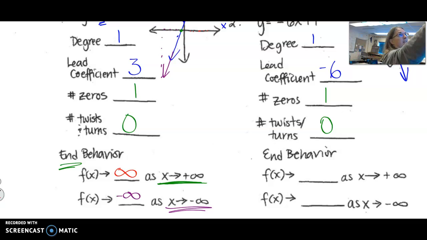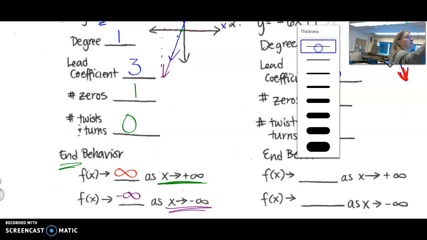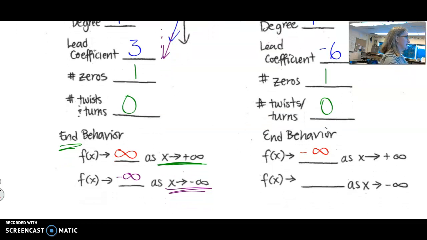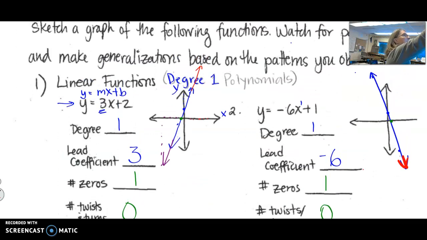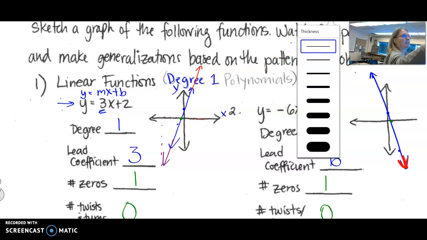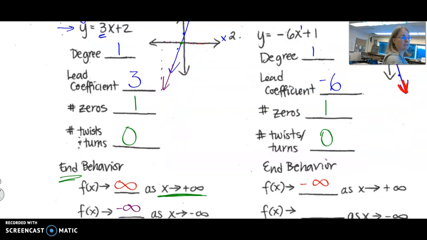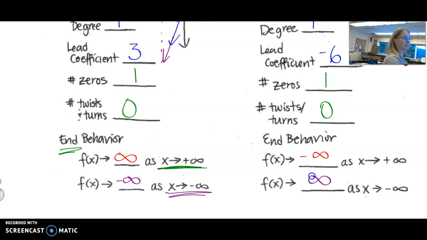And as you notice, as you get bigger values of x, this is going down farther and farther towards negative infinity. So that flip-flopped this time. So think about why you think it might have flipped. And then on the other side, as x goes towards negative infinity, what's happening to the y values? They are going up and up and up forever. So they are going towards positive infinity as x gets farther and farther in the negative direction.